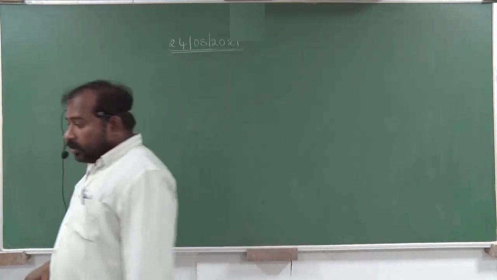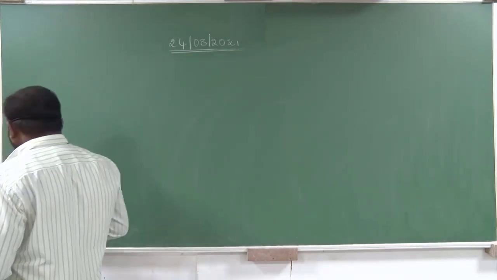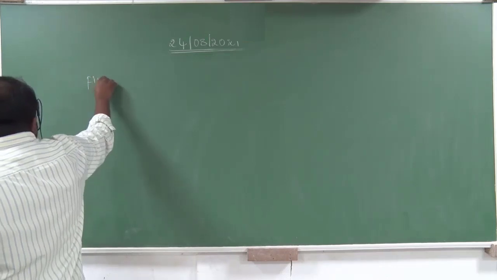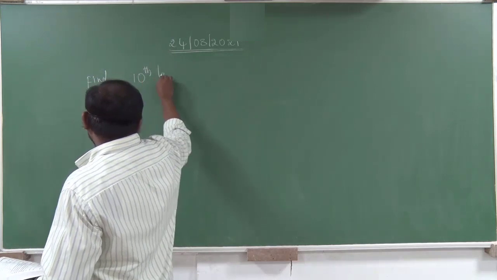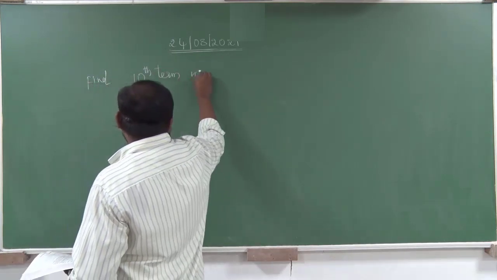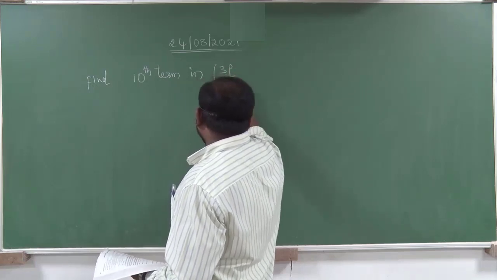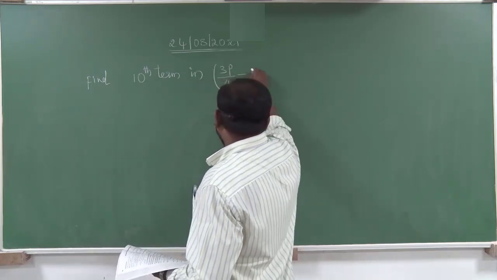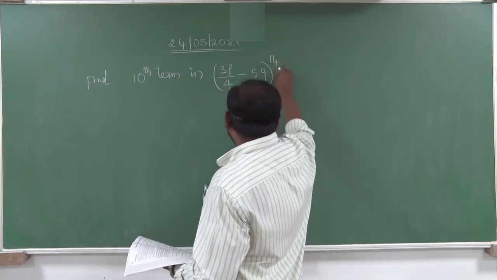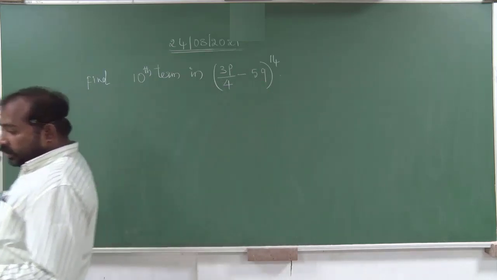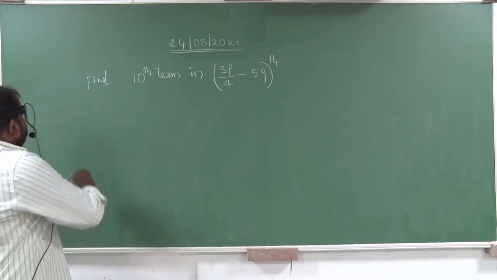Now, here they are asking: find the 10th term in the expansion (3p/4 - 5q) whole power 14. Okay, they are asking about the 10th term in this expansion.